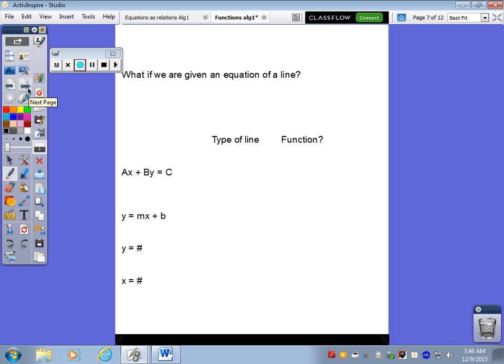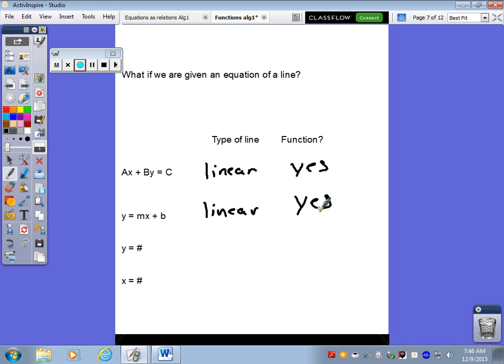What if we're given the equation of a line in standard form? So this would be a linear equation. The x and the y are there, nothing squared. Okay, and so it would be a function. y equals mx plus b would be a linear equation, and it is also a function.